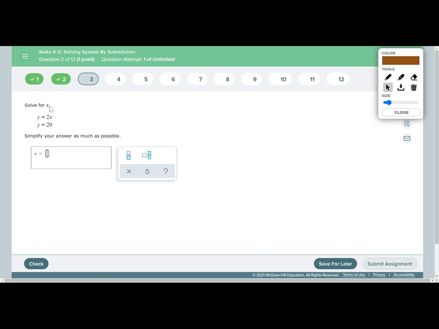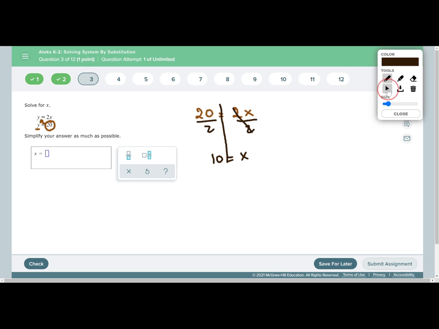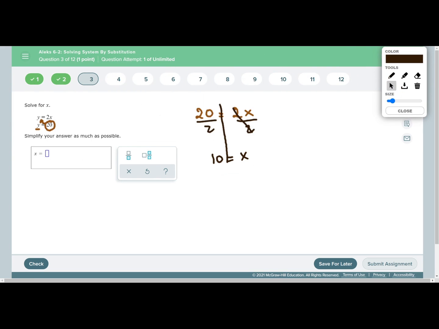Okay, so solve for x: y equal to 2x, and y equal to 20. So it's kind of similar to the last one, but this time both equations have y by itself. But the idea stays the same. Y is 20, so you're going to plug 20 in place of y. That would be 20 equal to 2x. And we solve for x by dividing by 2 on both sides. 20 divided by 2 gives you 10 equal to x. 2 divided by 2 is gone. All right, so that will give you x equal to 10.